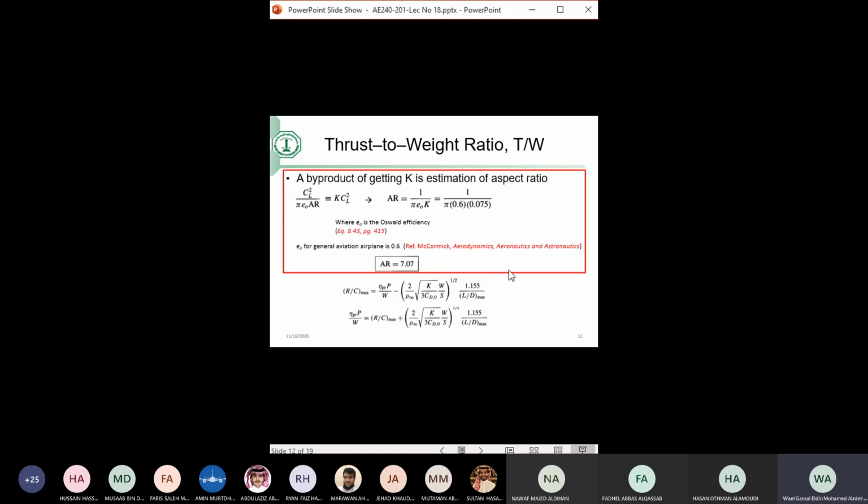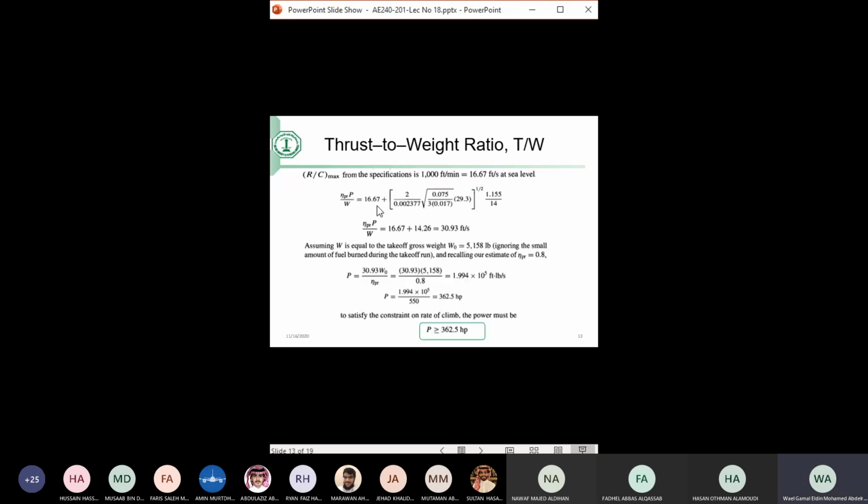Now, please skip this window for a second. I will get back to it in just a minute. So I have K, I have CD naught, we have the wing loading, we have the density, we have rate of climb. So I know everything in here except the power. The unknown here is the power. Yes, Abdullah.